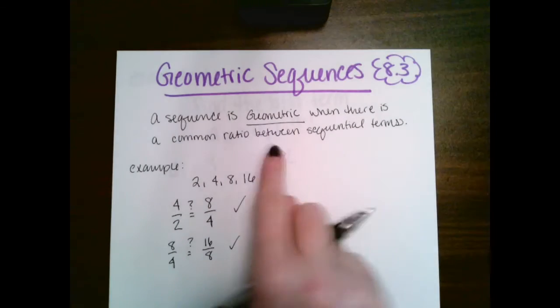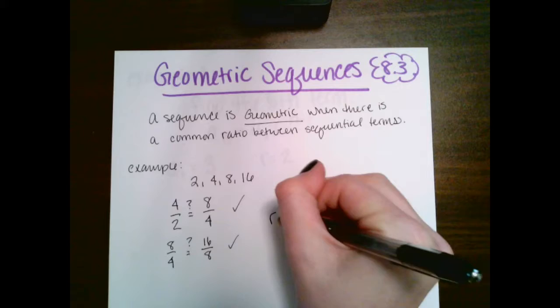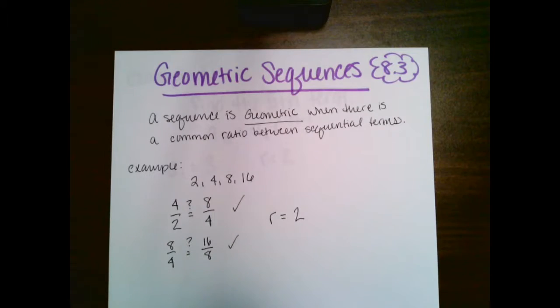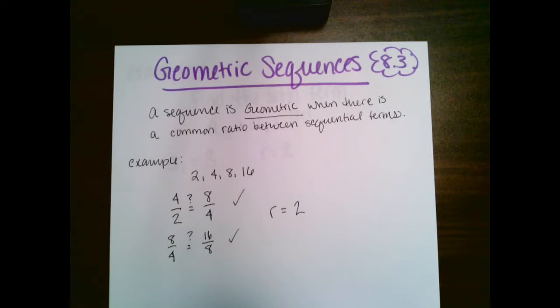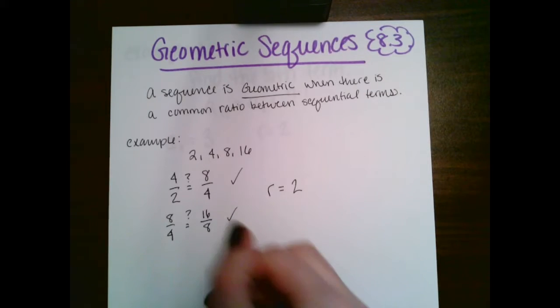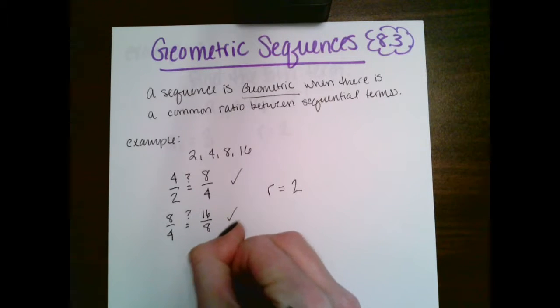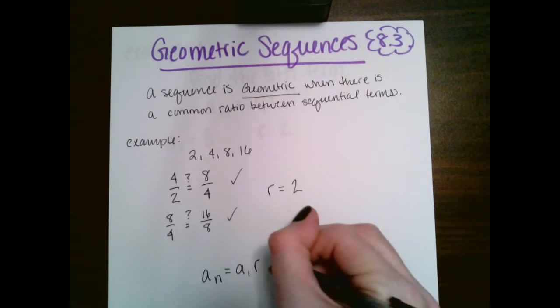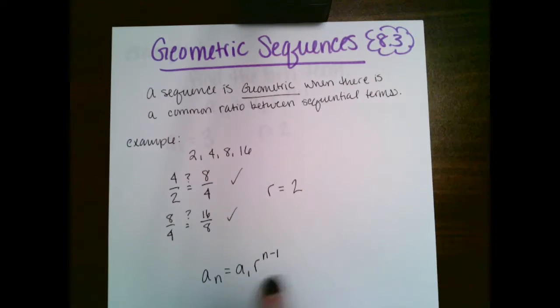Geometric sequences have something called a common ratio. We use the letter R to represent that. In this case, our common ratio is 2. We can use that common ratio to find the nth term of a sequence using the formula a sub n equals a sub 1, which is the first term, times the common ratio to the n minus 1 power. So if we're trying to find the fifth term, it's the first term times the common ratio to the power of 4, because that's 1 less than the fifth term. Make sense?